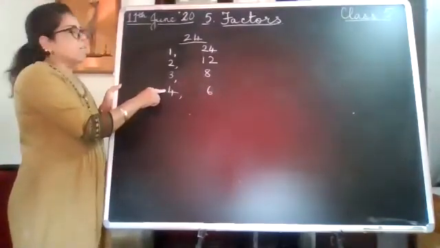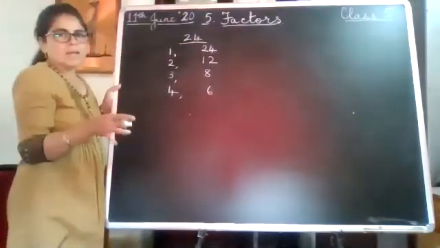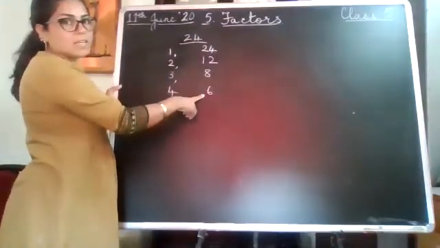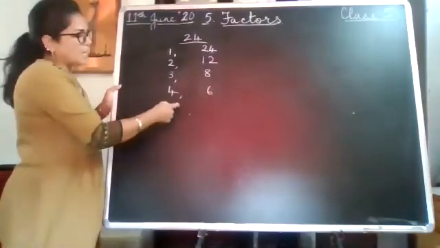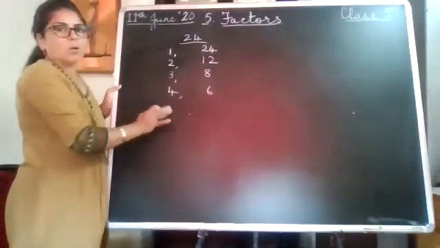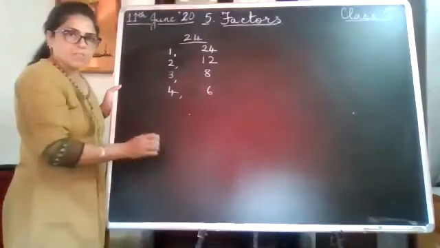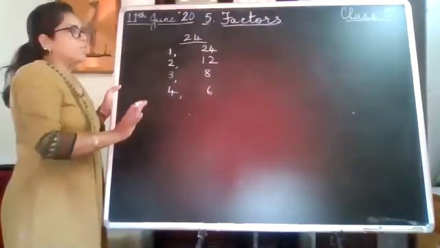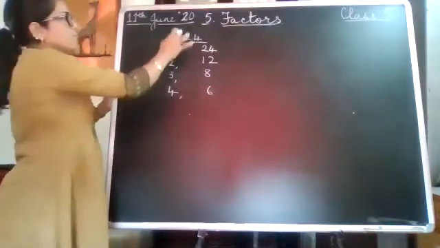After 4 is 5. But this number is not divisible by 5. And after 5 is 6. It is already here. So you don't have to write again 6 4s are 24. No repeating. So once you have reached a number which is already here, it means that you have finished finding out all the factors of the given number.